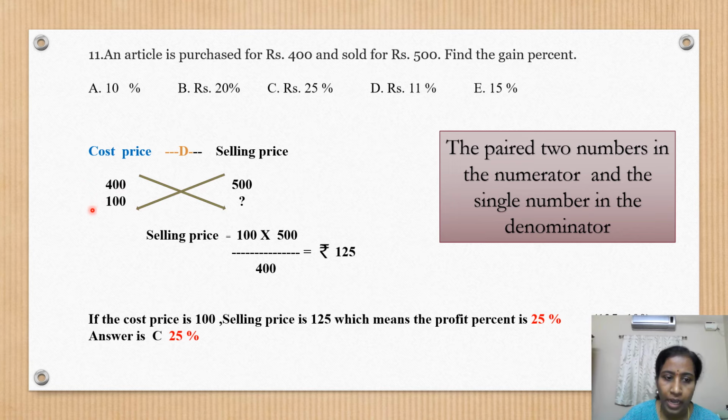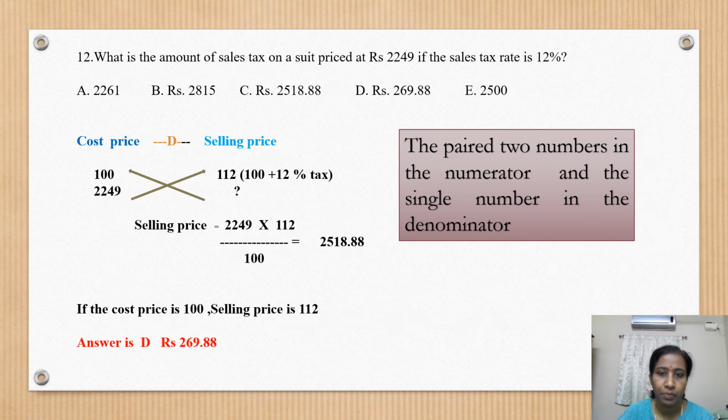So what is bought for 100 rupees is sold for 125 and the difference, 25 rupees, is the profit. But since I am finding it out for 100 rupees, the same 25 will be your 25% profit also. I repeat, what I am buying for 100 is sold for 125. So 25 rupees difference is the profit. And since I am finding out for 100, that 25% is the profit percent.